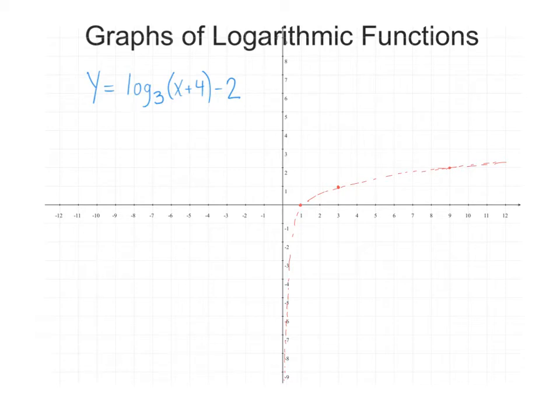Okay, so this graph is this starting red graph, but I have x plus 4, which is a left 4, and a down 2.